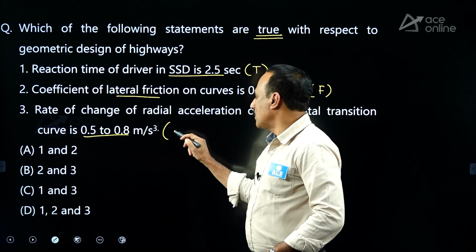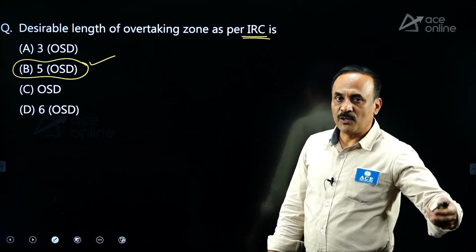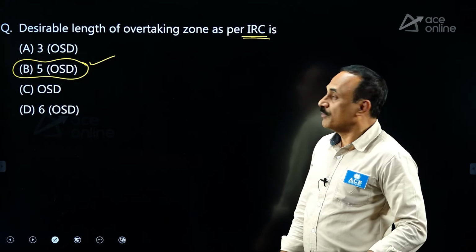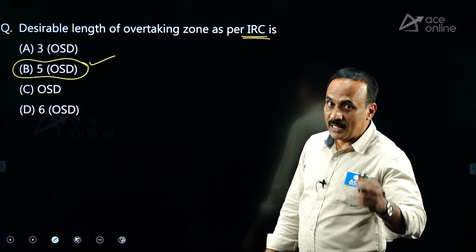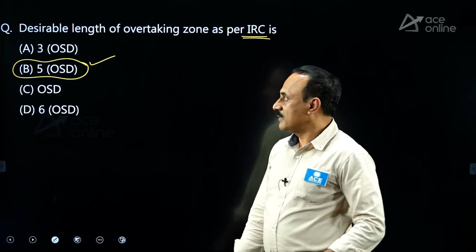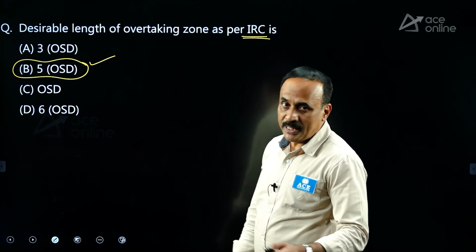Now coming to the next question, desirable length of overtaking zone as per IRC is 5 times of OSD. Minimum overtaking zone length is 3 times of OSD. Desirable length of overtaking zone is 5 times of OSD. It is option B. So these are the questions from transportation.